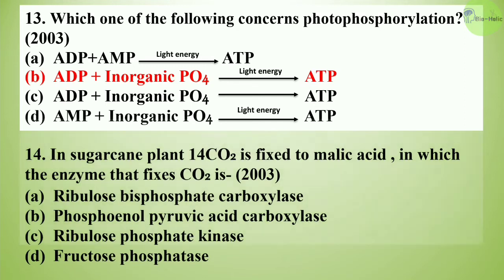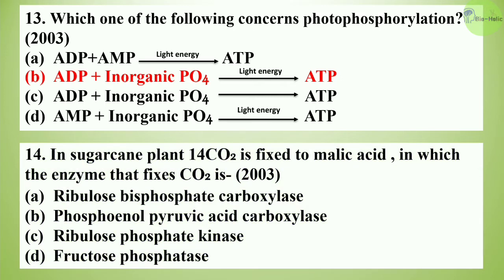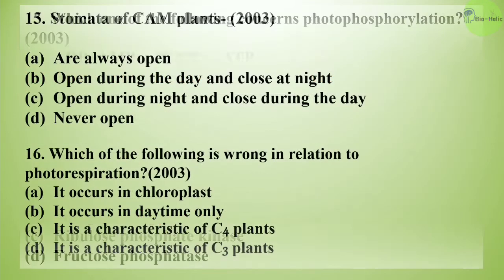The option B will be the answer, that is ADP in presence of light energy combines with inorganic phosphate to produce ATP. Next is, in sugarcane plant, 14 carbon dioxide is fixed to malic acid, in which the enzyme that fixes carbon dioxide is ribulose bisphosphate carboxylase, phosphoenol pyruvic acid carboxylase, ribulose phosphate kinase, or fructose phosphatase? The answer will be phosphoenol pyruvic acid or PEP carboxylase.